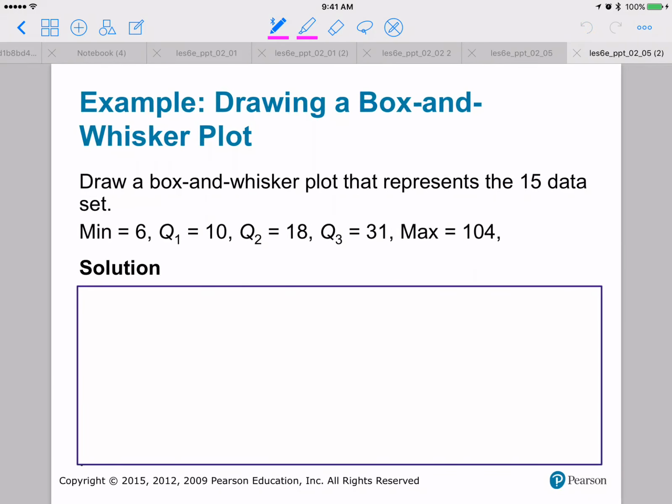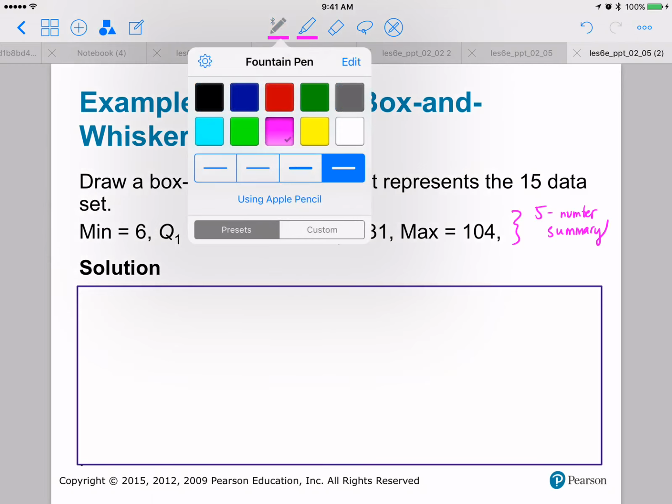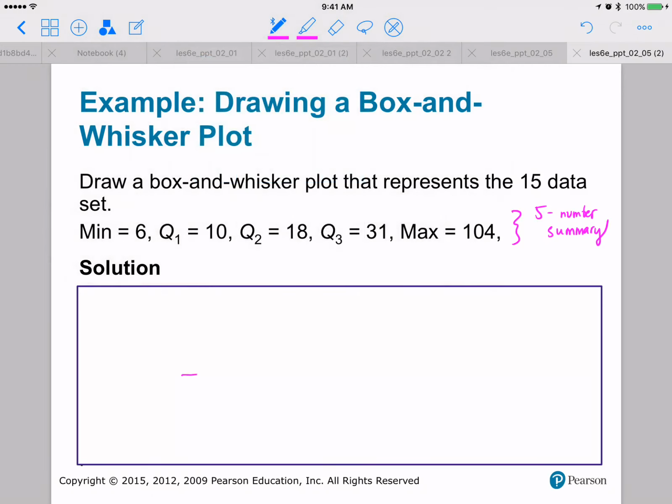Okay, so draw a box and whisker plot that represents the 15 data set. We're still working with the same data set. So here, this is my 5-number summary. So I've already got the first step down. So what I'm going to do is I'm going to draw my axis here.